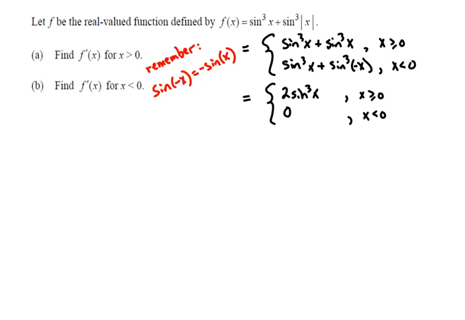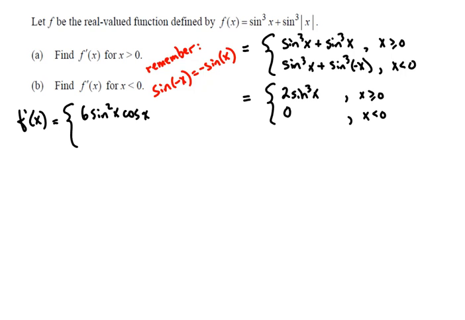So now we're at the point where we have the two different functions for x greater than 0 and for x less than 0. And we can go ahead and find the derivatives. We're going to find the derivative of 2 sine cubed of x using the chain rule. We bring down the 3, we take the derivative of the outside function, which is something cubed. So we bring down the 3 and reduce the exponent to 2, so now we have 6 sine squared of x. And we need to multiply that by the derivative of sine of x, which is cosine of x.